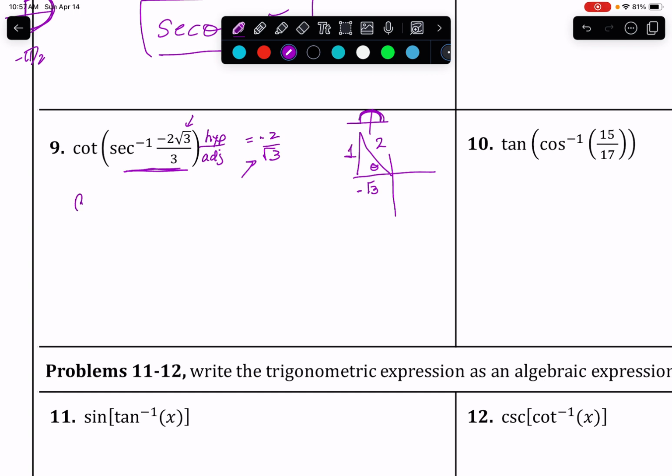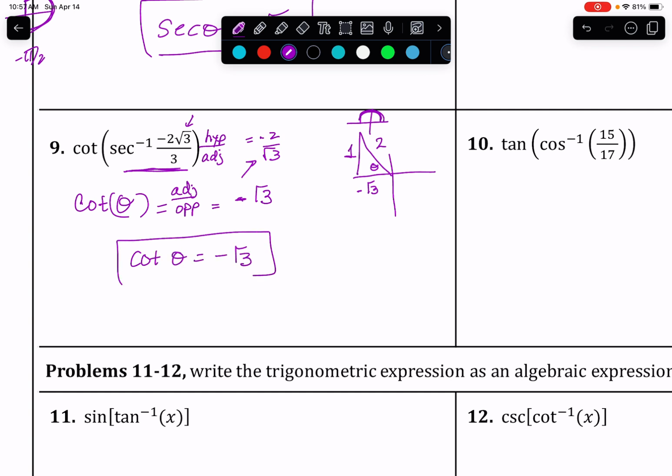1. And so then if I take the cotangent of theta, which is equal to the adjacent over the opposite, then I get negative square root of 3. So cotangent of theta is negative square root of 3.